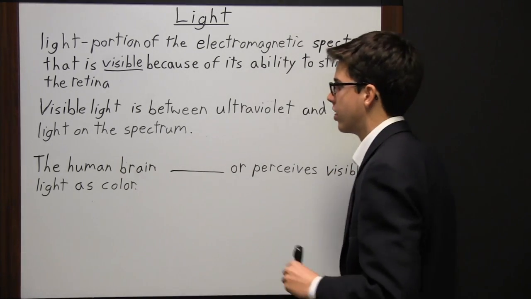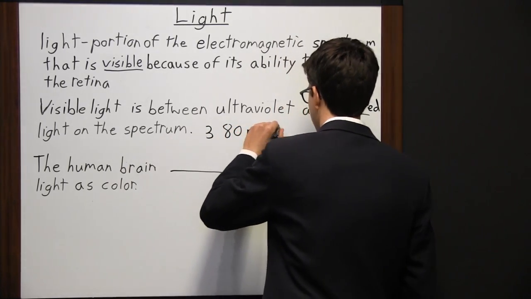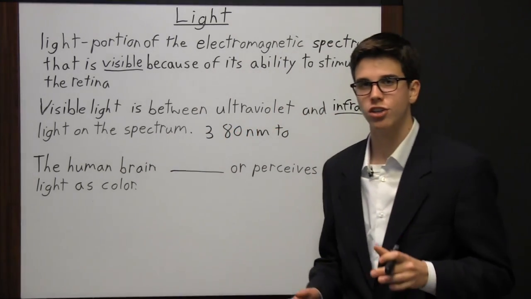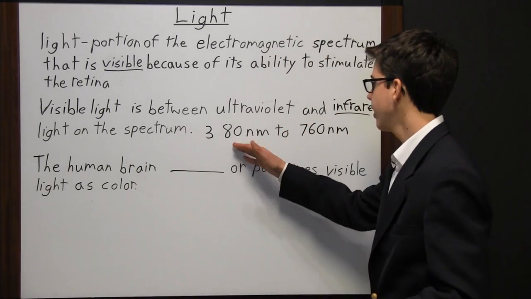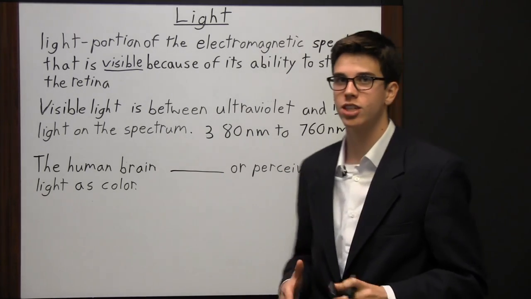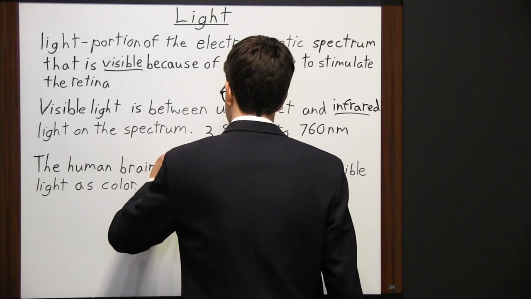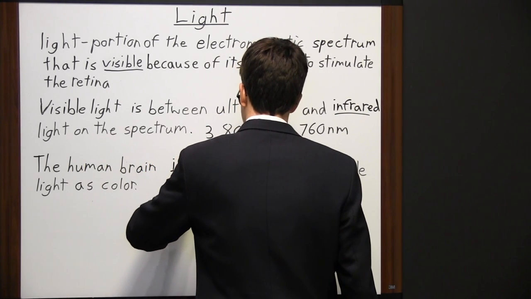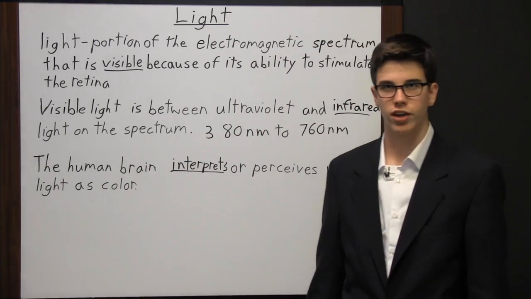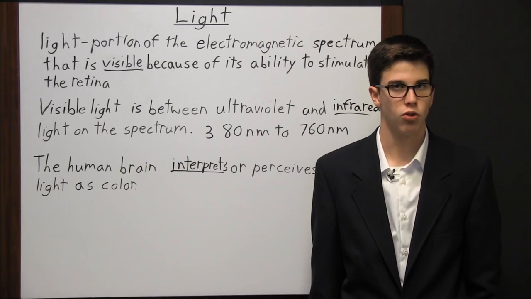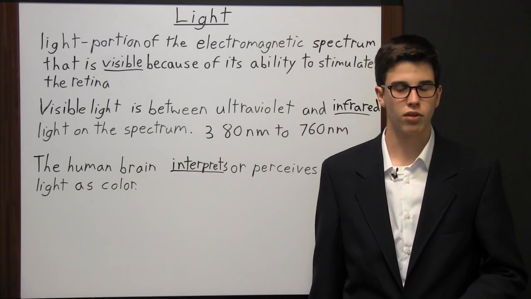Now, visible light is between ultraviolet and infrared light on the spectrum. So it's anywhere from 380 nanometers all the way up to 760 nanometers. So 380 would correspond to the color violet, and 760 would correspond to the color red. This is because the human brain interprets or perceives visible light as color. For example, when the entire wavelength reaches the retina, the brain perceives the color white. Now, when no part of the wavelength reaches the retina, the brain perceives the color black.